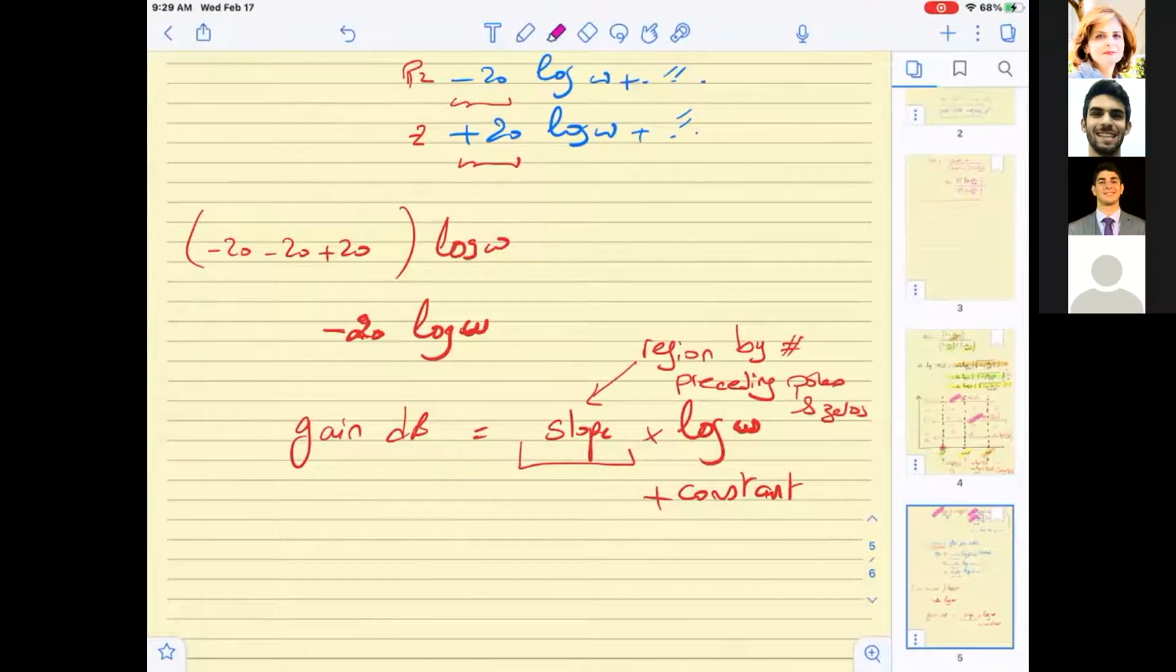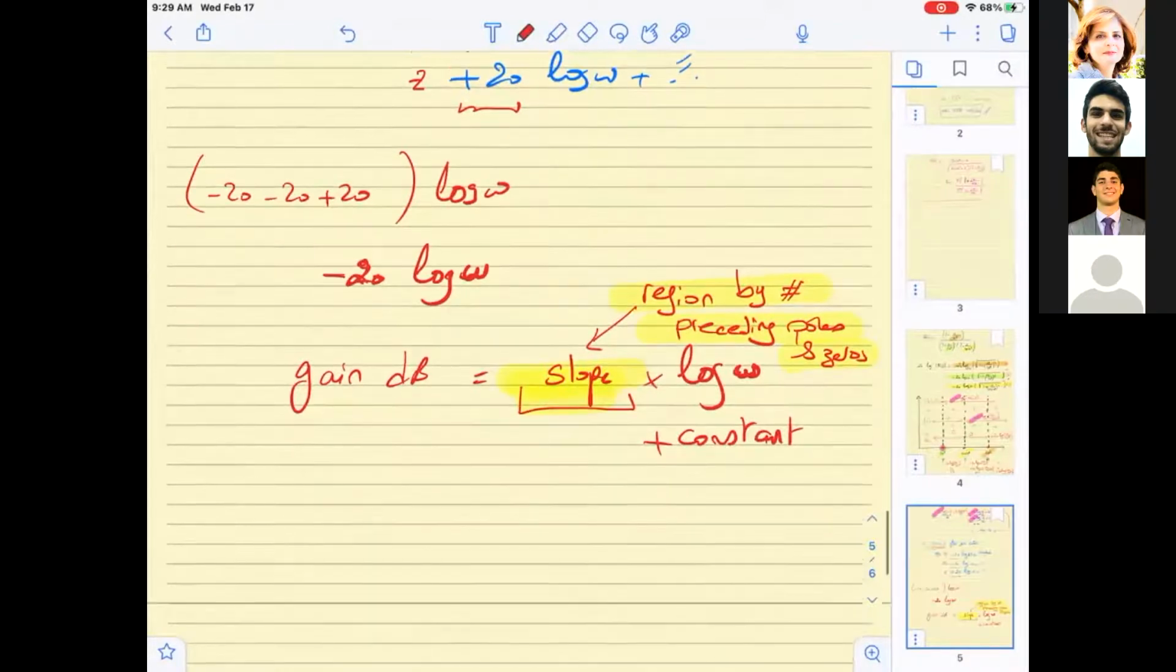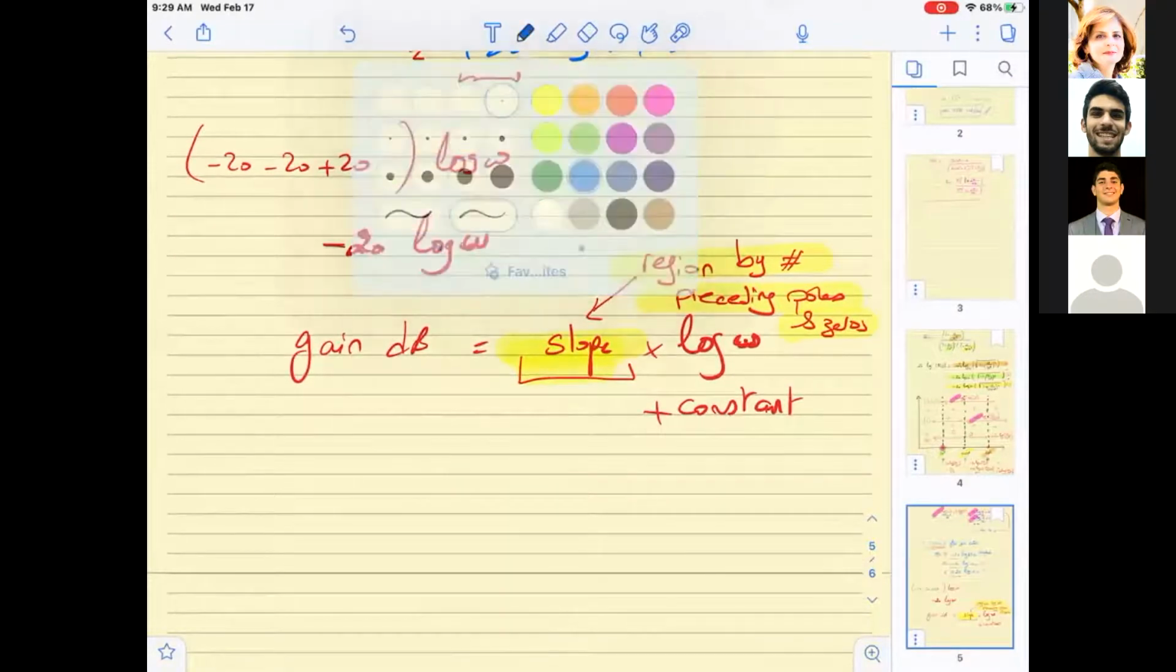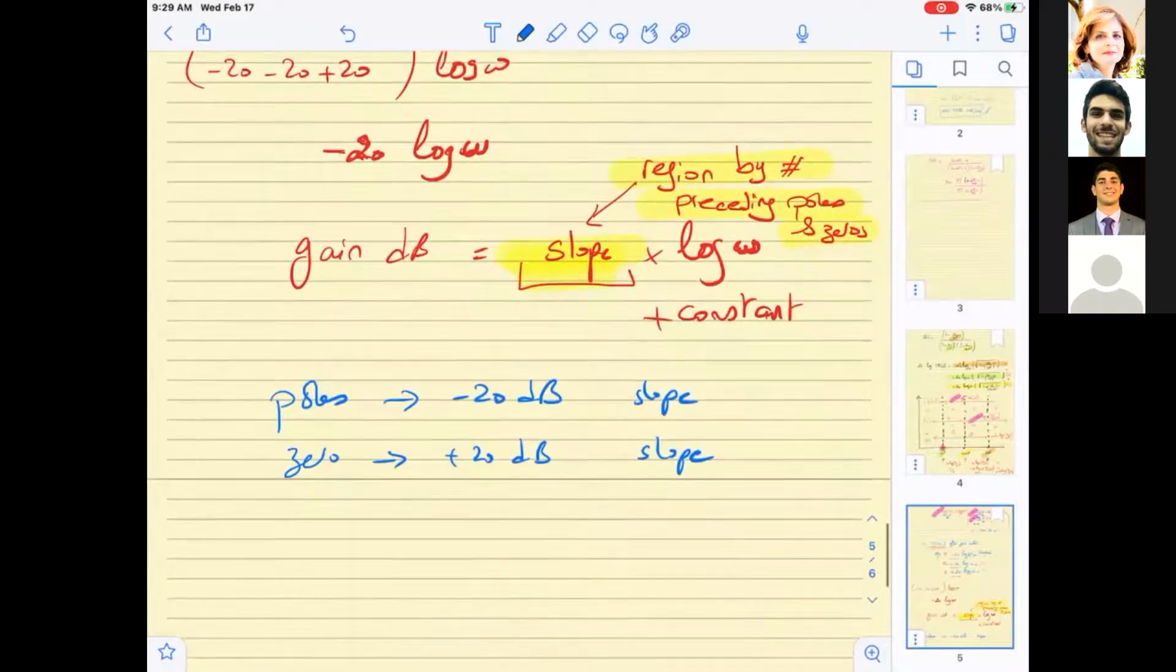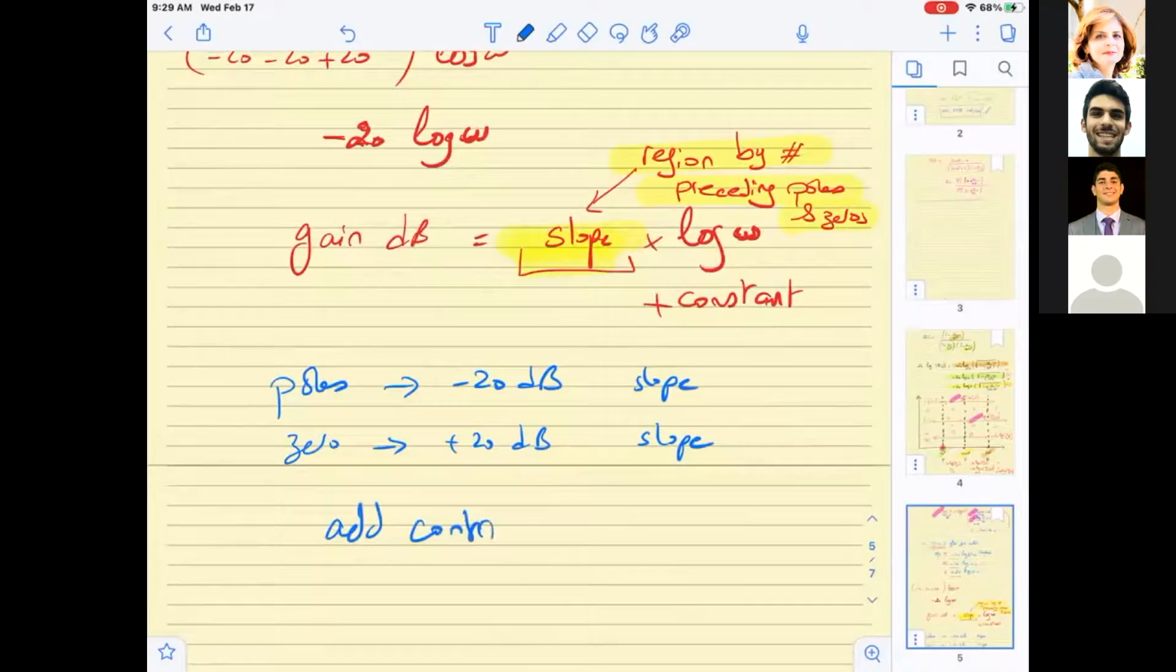According to how many poles and zeros have happened so far, it is going to determine the slope for me. A pole gives me a slope of minus 20 dB, and then the zero will give me a plus 20 dB, and I'm going to add the contributions accordingly as we will see in the example from the slides.